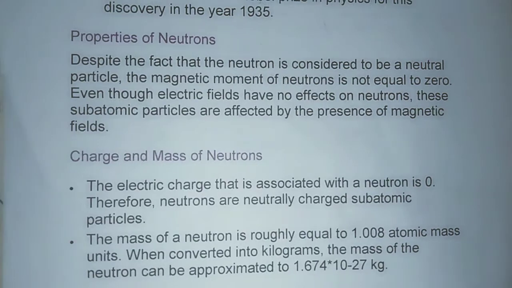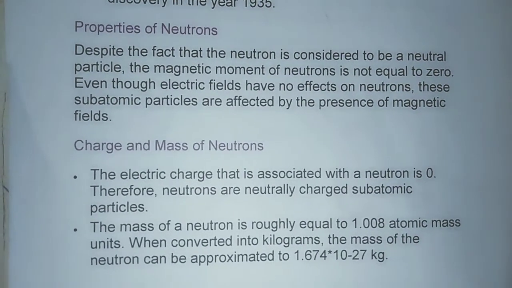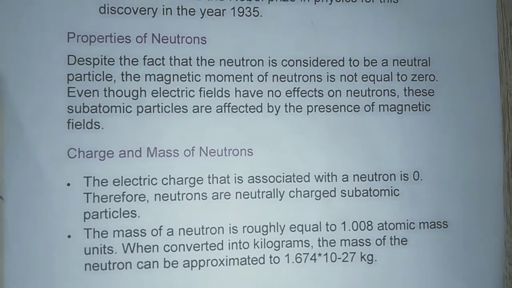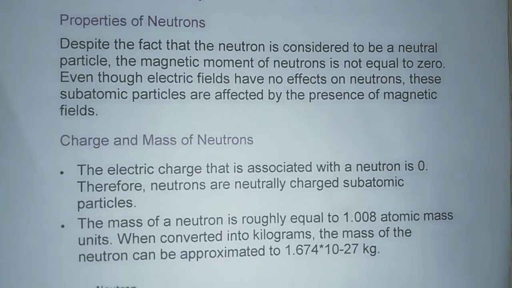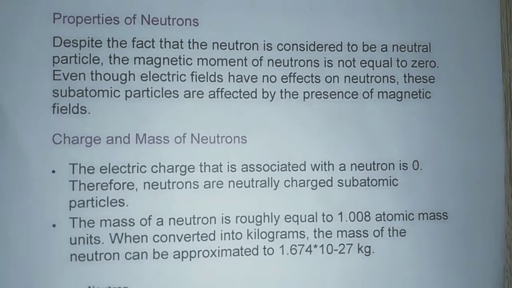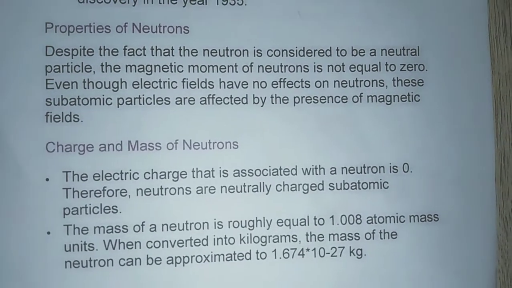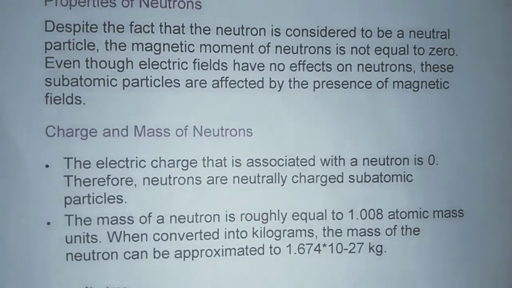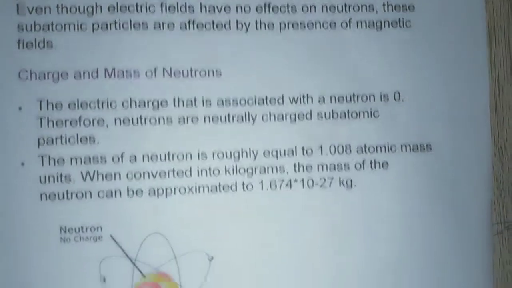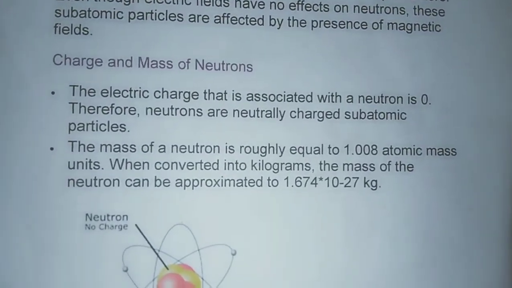Properties of neutron. Despite the fact that the neutron is considered to be a neutral particle, the magnetic moment of the neutron is not equal to 0, even though electric fields have no effect on neutrons. These subatomic particles are affected by the presence of magnetic fields.